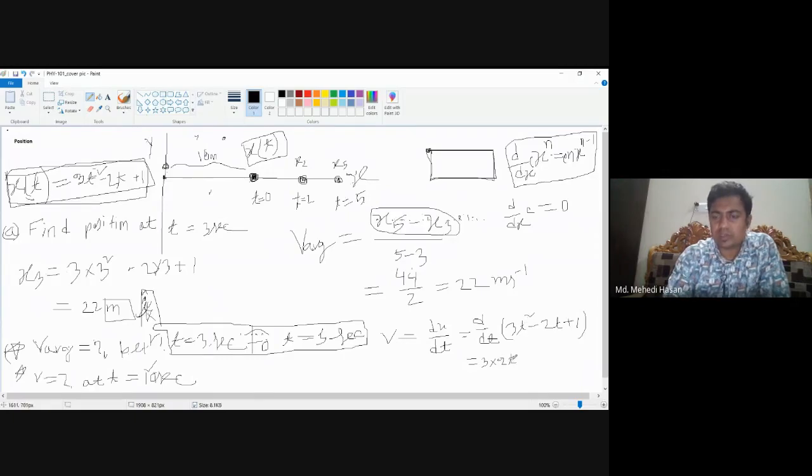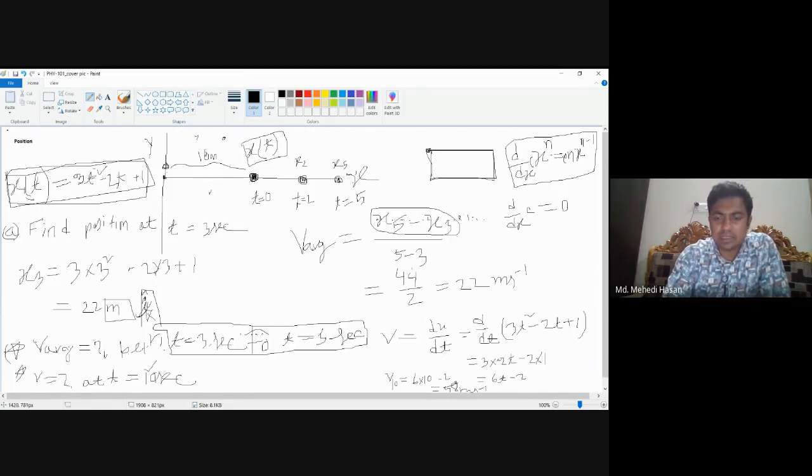2 minus 1 is 1, so that's why the power is 1, minus 2 into 1, this is t to the power 0 which is 1, and the differentiation of 1 is 0. Then it is equal to 6t minus 2. Now if we put the value of 10 here, then v10 equals 6 into 10 minus 2, this is equal to 58. Okay, so the answer is 58 meter per second.